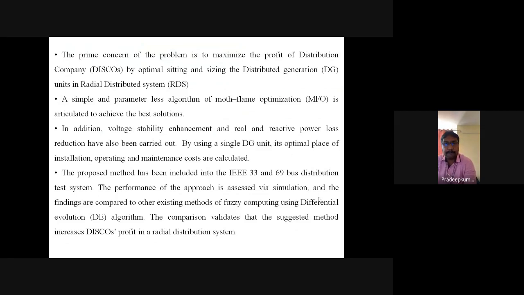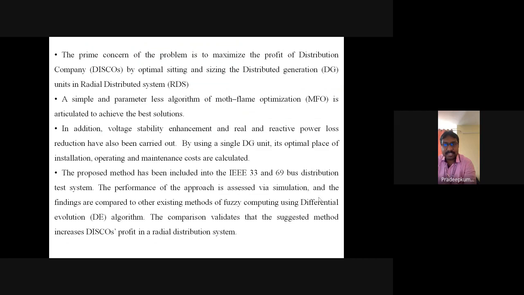A simple and parameterless algorithm, moth flame optimization, is used to solve this problem and to achieve the best solutions. In addition, voltage stability enhancement and real and reactive power loss reduction have also been carried out by using a single DG unit. Its optimal place of installation, operating, and maintenance costs are also calculated.